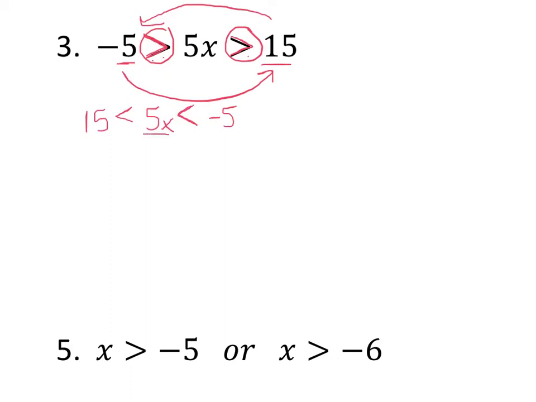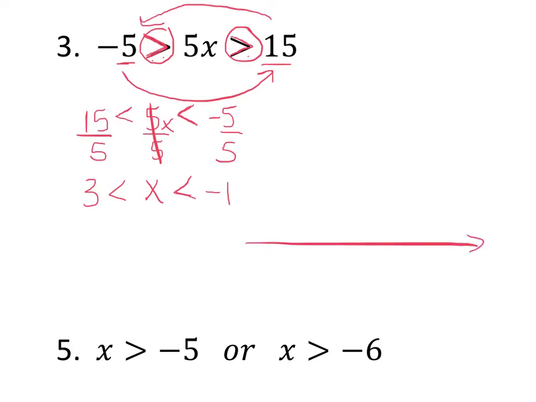I'm going to divide everything by 5. 15 divided by 5 is 3. And that's less than, this cancels, x, and it's less than -1. Okay, again, if you were to go ahead, like let's say you just weren't thinking about it and you were just working this out without really even thinking, but now you go over here and you graph it, well, 3, I'm going to put it on this side, and -1, I'm going to put it over here on this side.